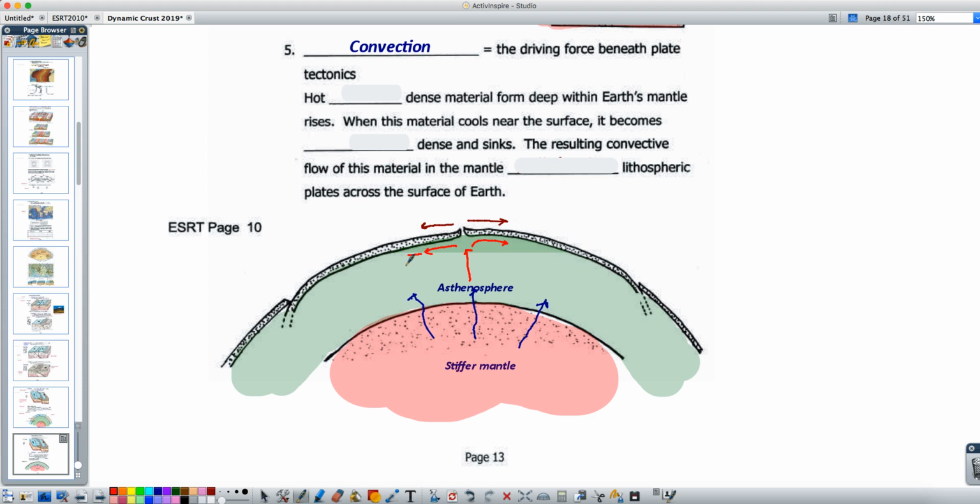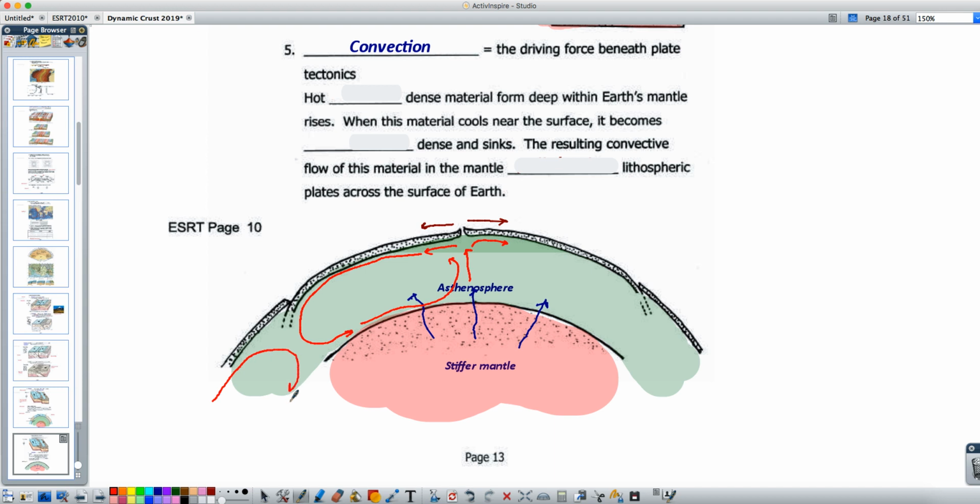This material is going to continue. It's going to lose heat eventually, become more dense, and it's going to sink and then circulate back again. All right? So what happens is, round and round we go with a convection cell, like this. Okay? So we have to assume there's another convection cell on this side doing the same thing.